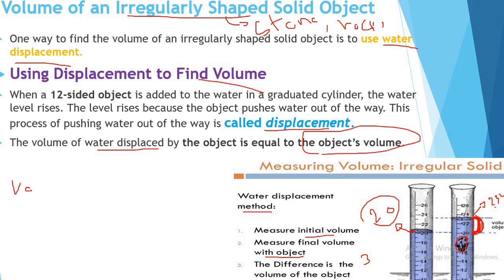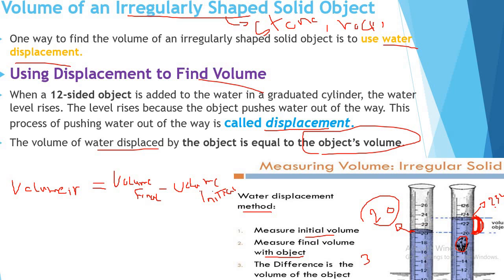So if you want to measure the volume of an irregular shape, volume equals volume final minus volume initial. Volume final means volume with the object, and volume initial means volume without the object. Again, we use this water displacement to measure an irregular shape solid object.